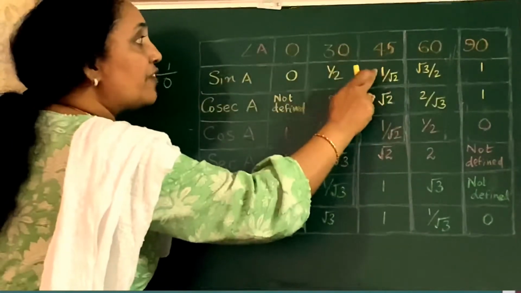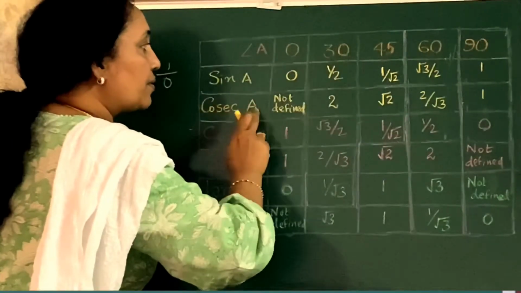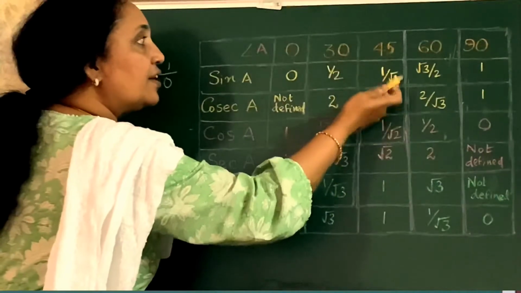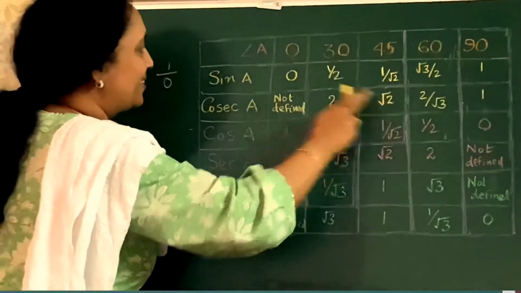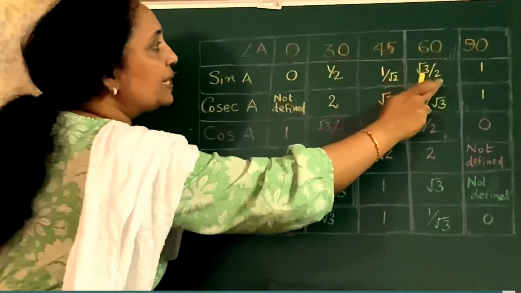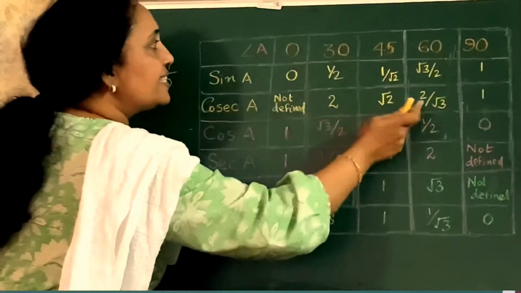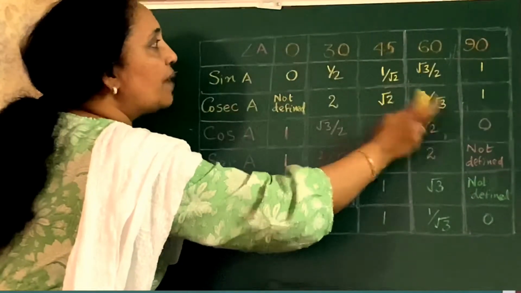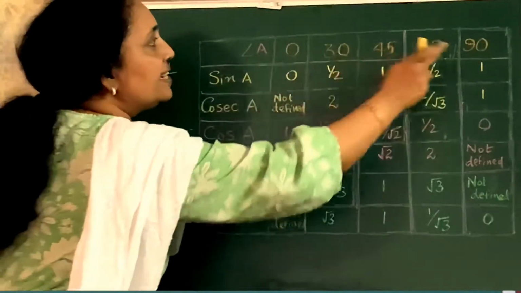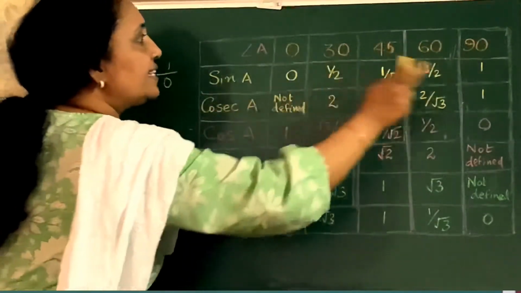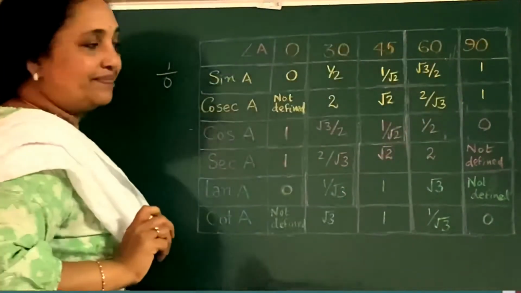Sine 45 is 1 by root 2. Cosec 45 is root 2 by 1, that is root 2. Then sine 60 is root 3 by 2. Cosec 60 is the reciprocal of this, that is 2 by root 3. Sine 90 is 1. Cosec 90 is 1 by 1, that is 1.